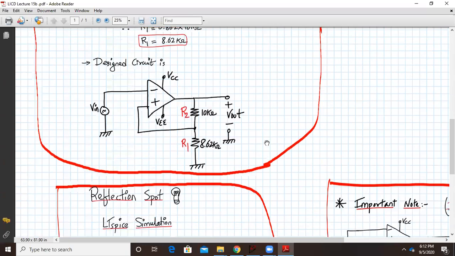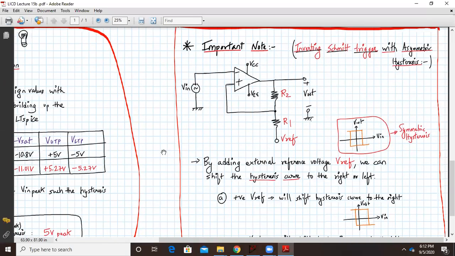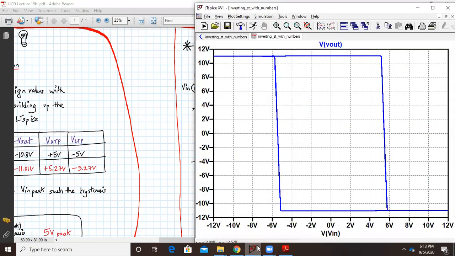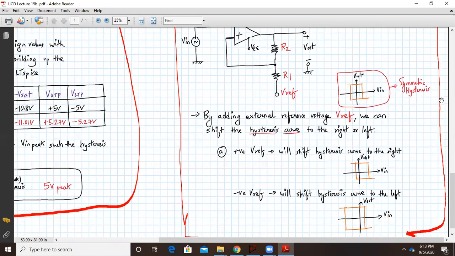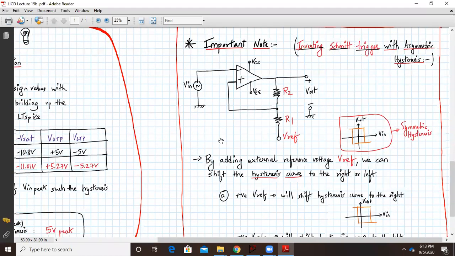Okay. Now let us understand one thing, the inverting Schmitt trigger with asymmetric hysteresis. Right now whatever we observed over here is symmetric hysteresis. As you can see, it is symmetric about 0. To the right or the left is the same. But we can have asymmetric also. In a symmetric hysteresis curve, the VUTP and VLTP points are the same, and we can convert it into asymmetric. This is not a practical solution, but it is good on paper because we don't recommend connecting an extra battery.